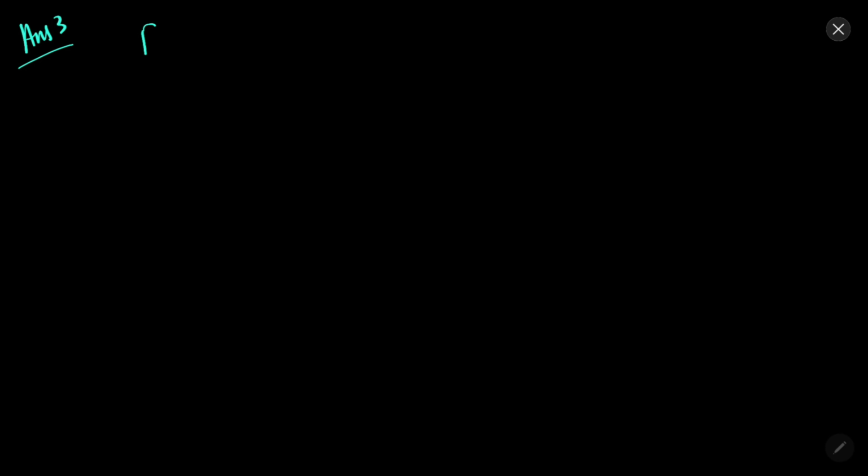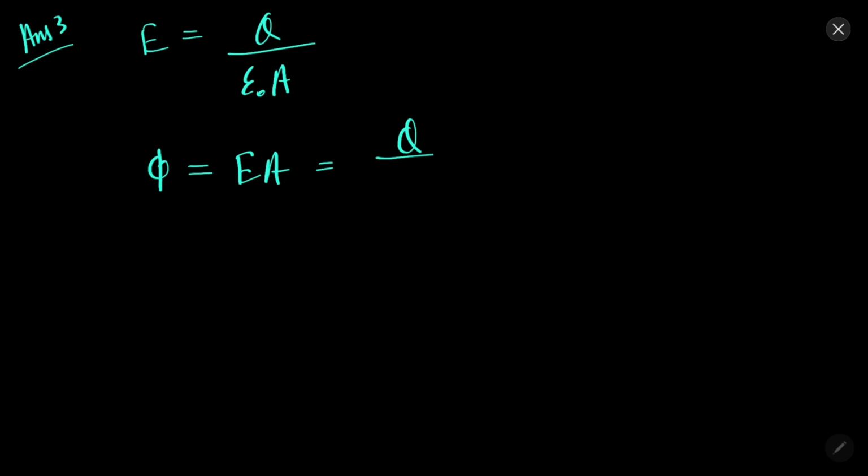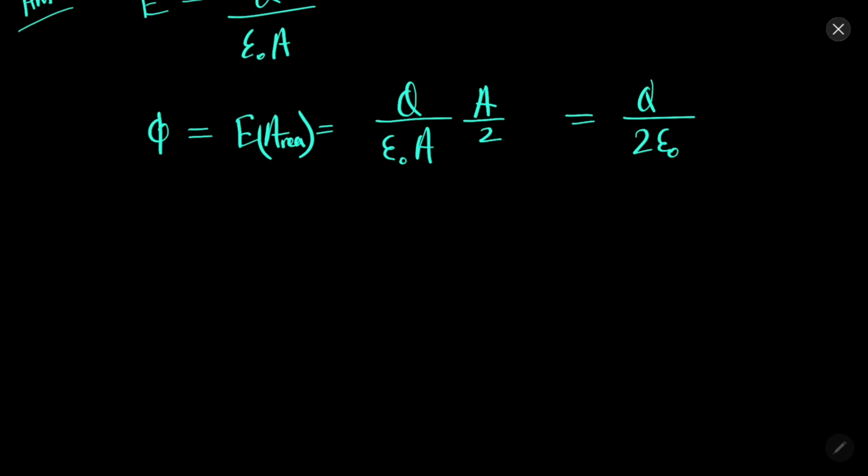So we know that electric field is Q over epsilon naught A, and this is for the parallel plate capacitor. Okay, so phi is E into A, so Q over epsilon naught into area. Area is A by 2, so Q over 2 epsilon naught.